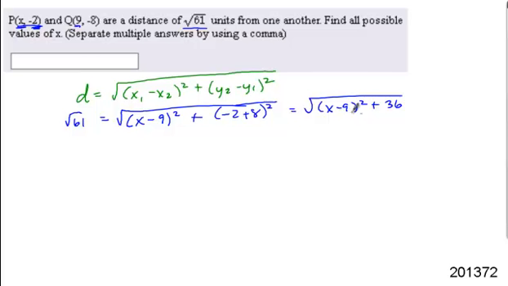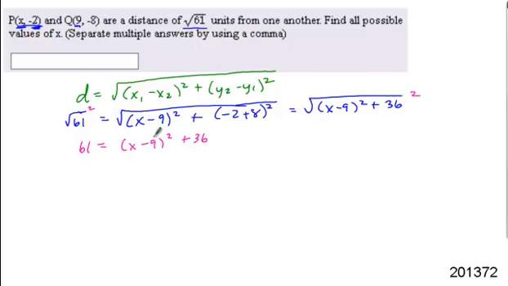What we can do in the next step is, again, this square root does not cancel with each of these individually, but we can get rid of it by just squaring both sides. So if you square both sides of this equation, we get 61 is equal to x minus 9 squared plus 36. Now, some students are tempted at this point to expand the binomial, combine the terms and try to factor it. Don't do that.